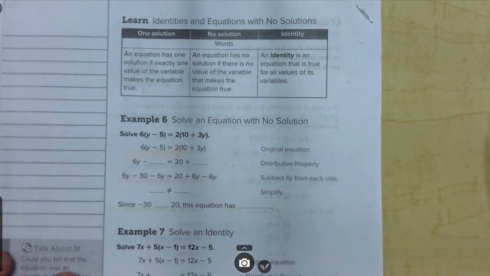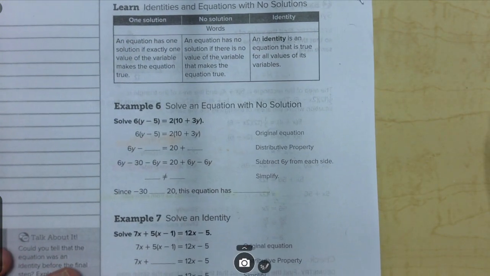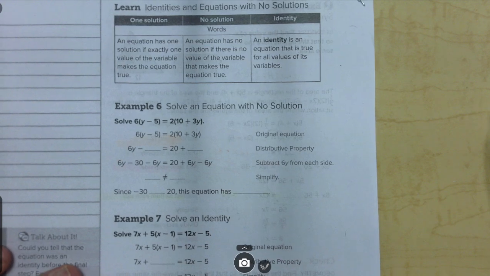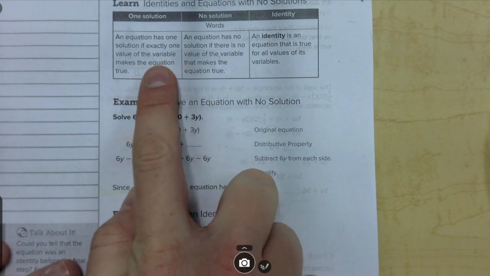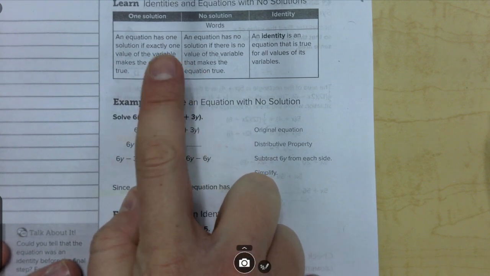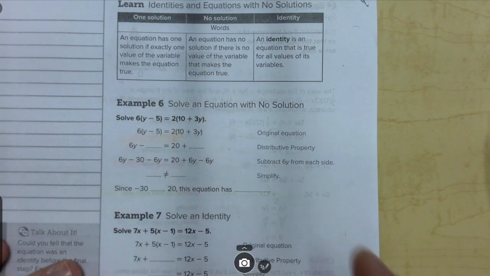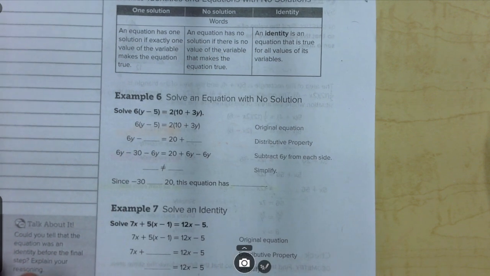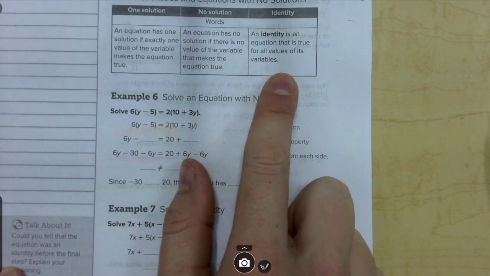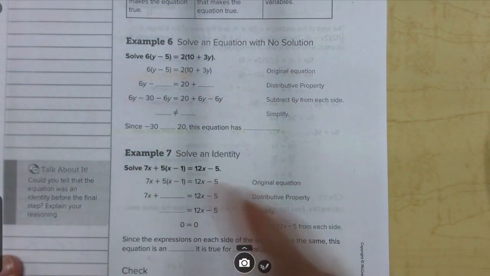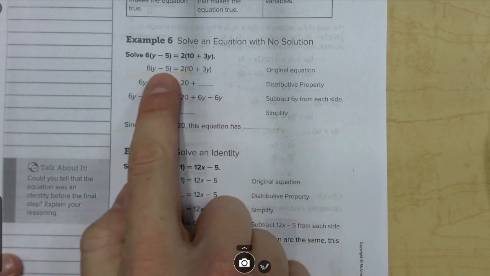Identities and equations with no solutions. One solution: an equation has exactly one solution if exactly one value of the variable makes it true. No solution: an equation has no solution if there's no value for the variable that makes it true. And an identity is true for all values. So here's the example they have.